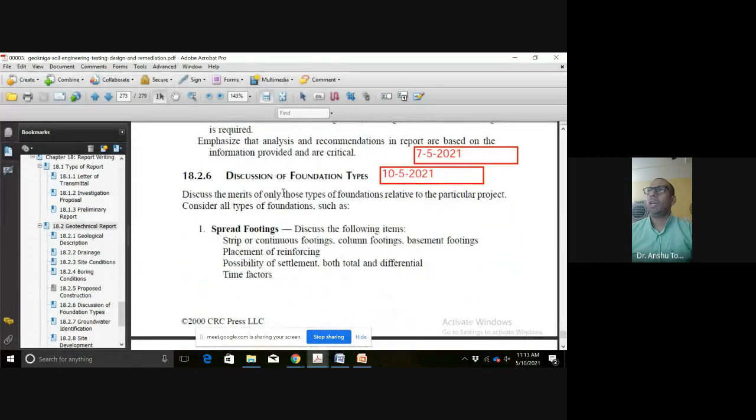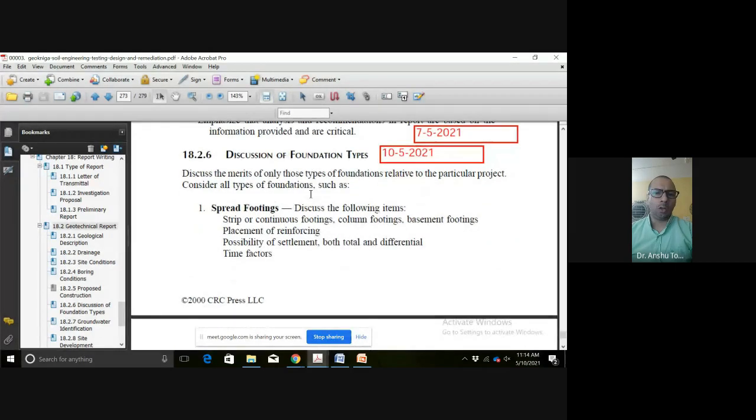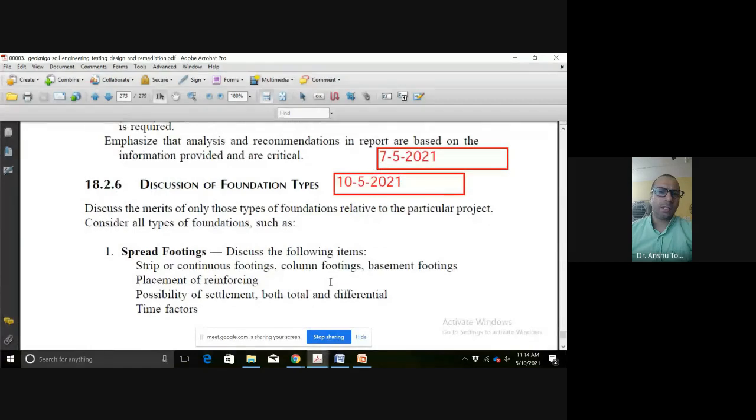So with this, we will discuss a little bit about foundation types. Now, the overall purpose of the client is that you, as a geotechnical investigator, are going to propose some remedies if there is a problem, or you are going to propose the foundation system to the client.